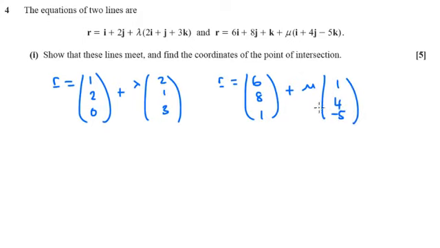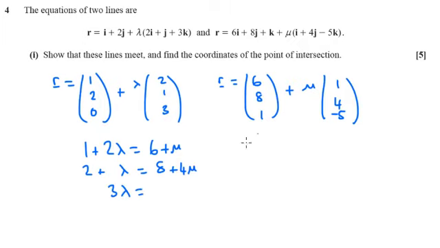And it says show that they meet and find the coordinate of the point of intersection. So to show that they meet, if they meet, the x component here has to equal the x component here. Same for the y's, same for the z's. So we can write down that 1 plus 2 lambda has to be equal to 6 plus mu. That 2 plus lambda has to equal 8 plus 4 mu. And that 0 plus 3 lambda has to equal 1 minus 5 mu.